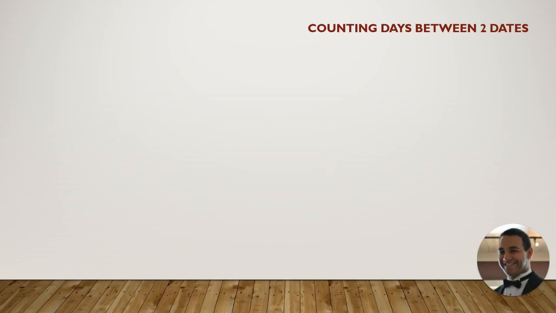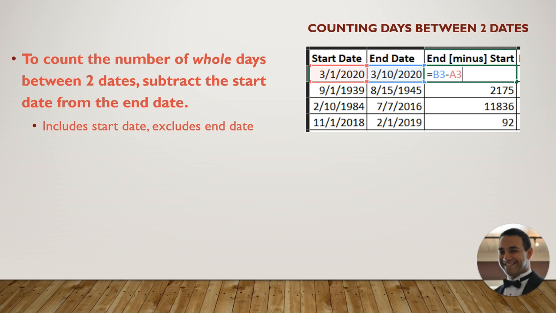Now that we understand that dates are treated as serial numbers in Excel, one of the things we might want to do is count the number of days between two dates. So there's a few different ways to do this. To count the number of whole days between two dates, we can just subtract the start date from the end date. Now, this is going to include the start date and exclude the end date. If you want to include both the start and end dates in your calculation, just add 1.